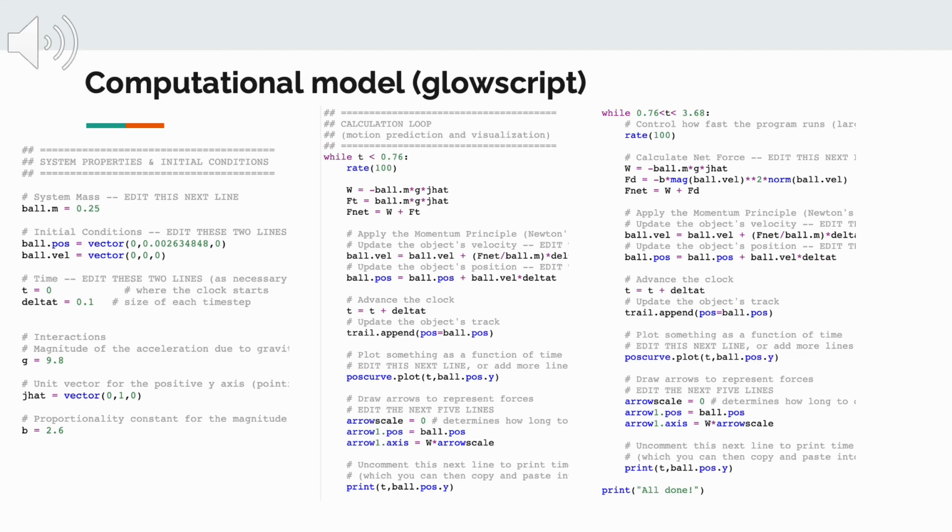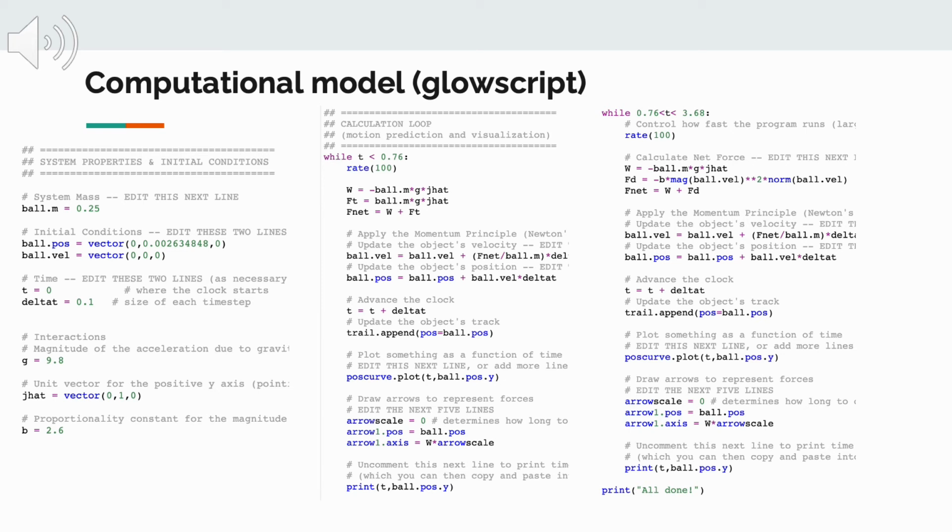Next, I created a computational model using GlowScript. The mass of the ball was set to 0.25 kilograms, which in turn mimics the mass of the slinky. The initial position vector was set so that they could match the position and the velocity vectors of the slinky. Delta t was set to 0.1 seconds.